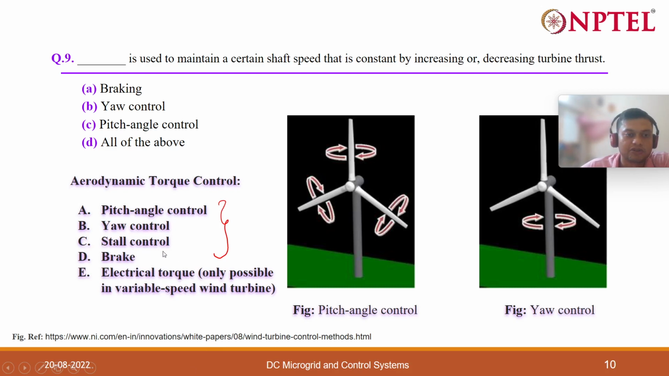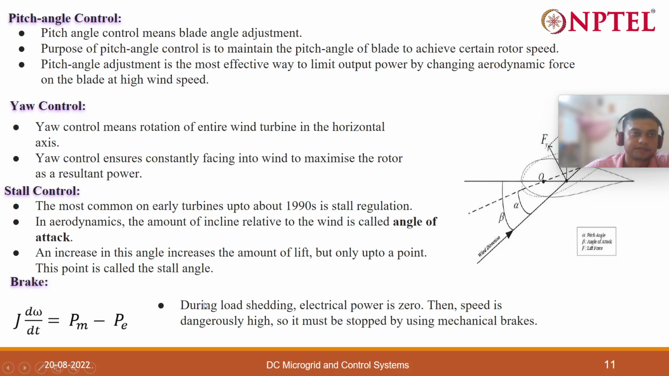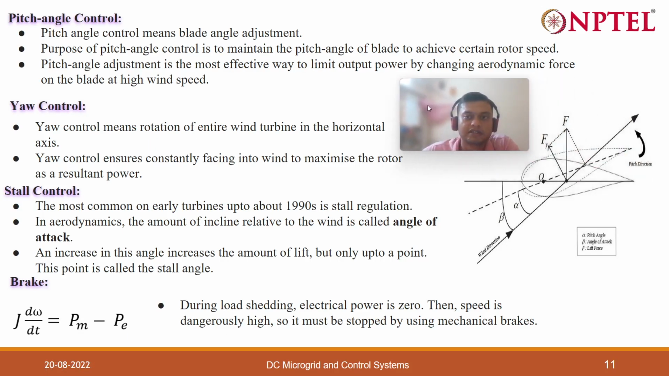And stall control is nowadays being used, and for braking purposes, if there is no electrical power, then the mechanical power, governed by the swing equation, becomes highly oscillating. If electrical power is 0, the speed of the turbine becomes enormously high, so we have to apply the mechanical braking system to stop the turbines of the wind system.